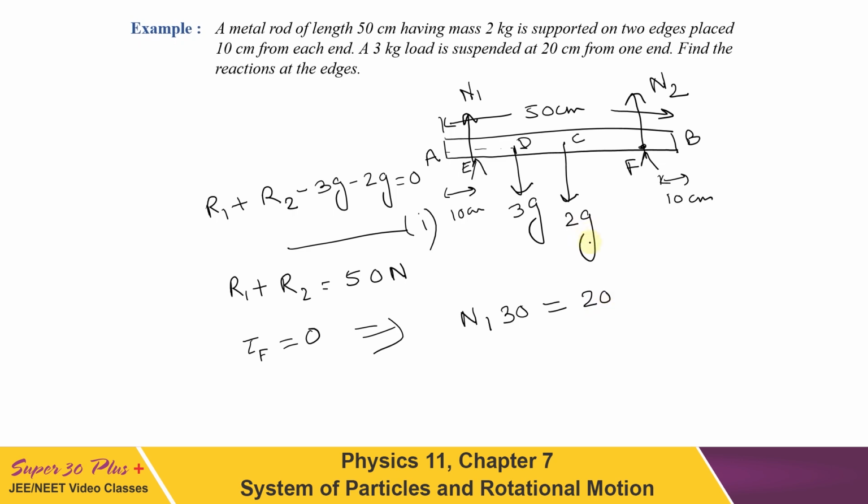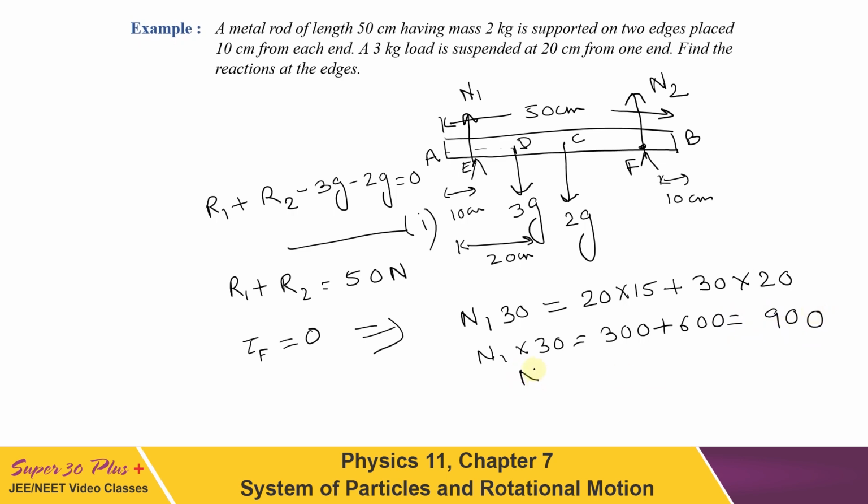So it is 20. This distance FC will be equal to 15 plus 30 into, this time, this 3G is at a distance 20 centimeter from one of the end. So it will be at a distance 20 centimeter from F as well. So that will be 20. Now if we solve, N1 into 30 will be equal to 300 plus 600 equal to 900, and N1 we got as 900 upon 30, that is equal to 30 Newton.